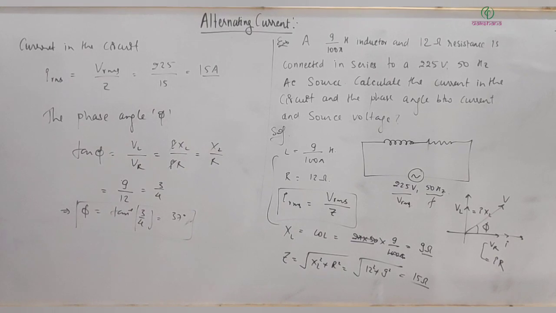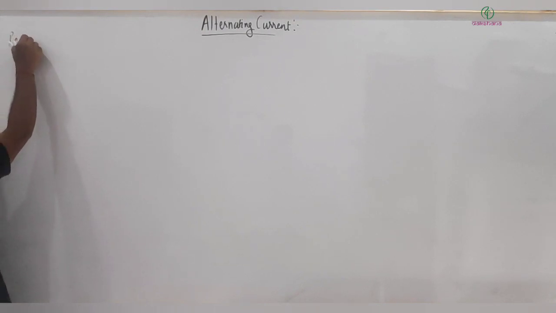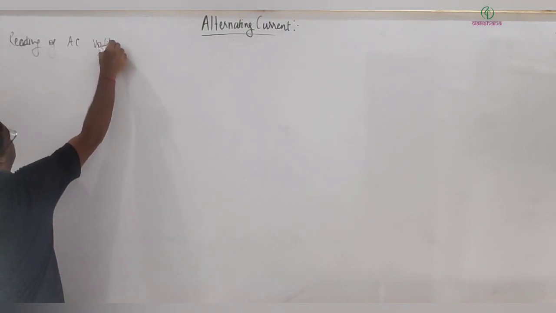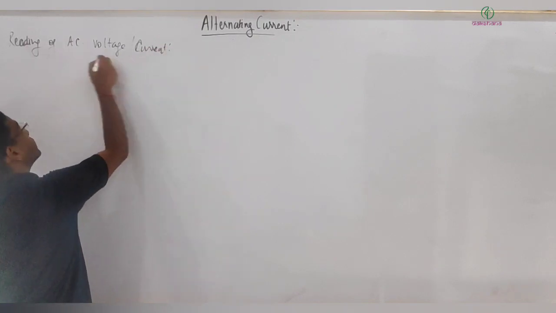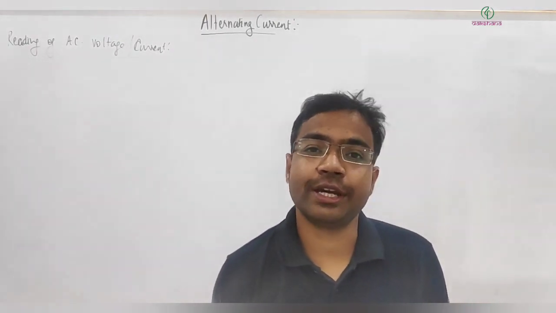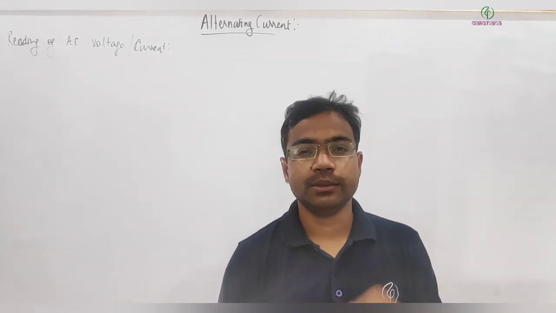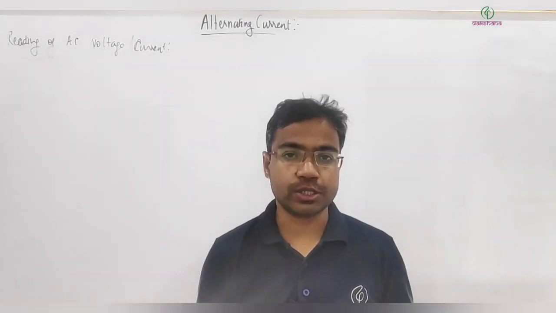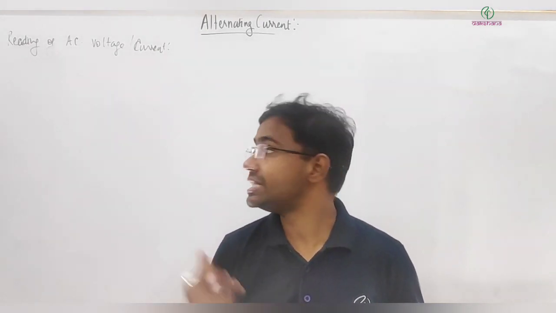So let me first erase it. Okay, so next, it's a small point about reading of AC voltage or measurement, and current. First thing is, AC current and AC voltage are also measured by ammeter and voltmeter, just like DC voltage and current are measured. But there is something different here, because in AC we have two values. One is RMS value, another is peak value. So which value is measured by these instruments?